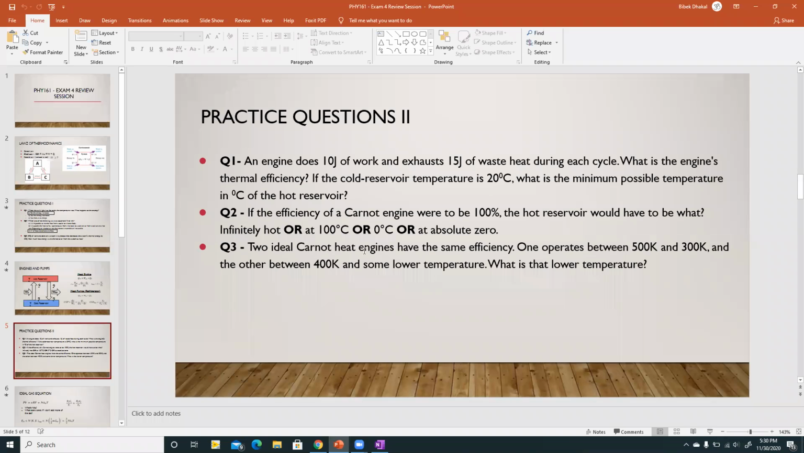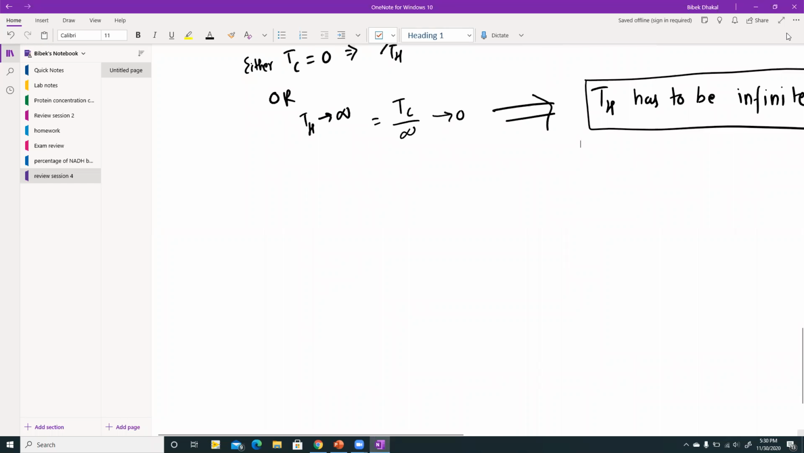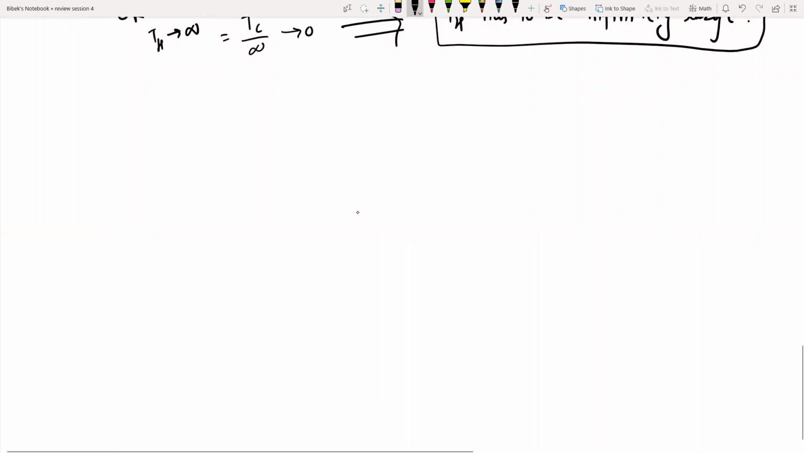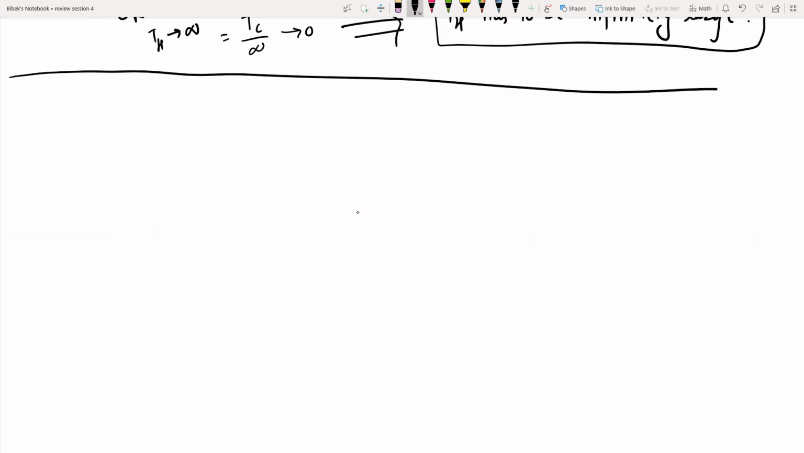Two ideal Carnot heat engines have the same efficiency. One operates between 500 Kelvin and 300 Kelvin, and the other between 400 Kelvin and some low temperature. So what is that low temperature? Usually Carnot engines are the ideal engines. We don't have a Carnot engine that is realizable in our daily life. It's just the theoretical or ideal engine.